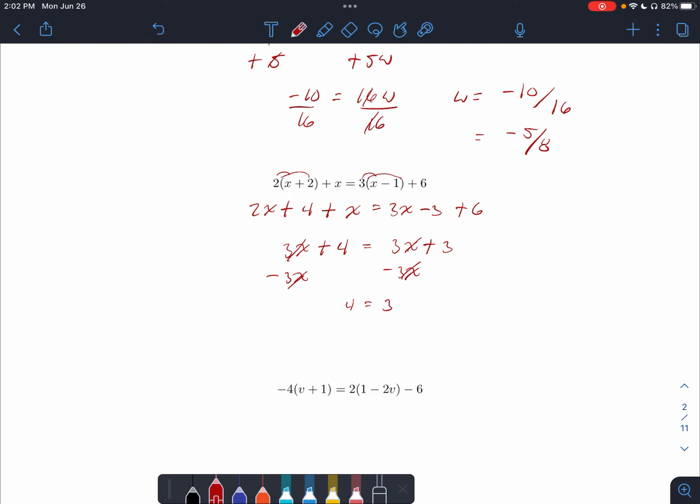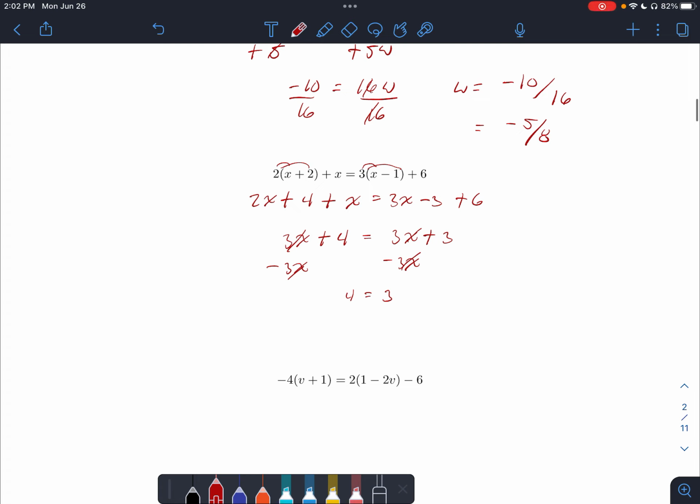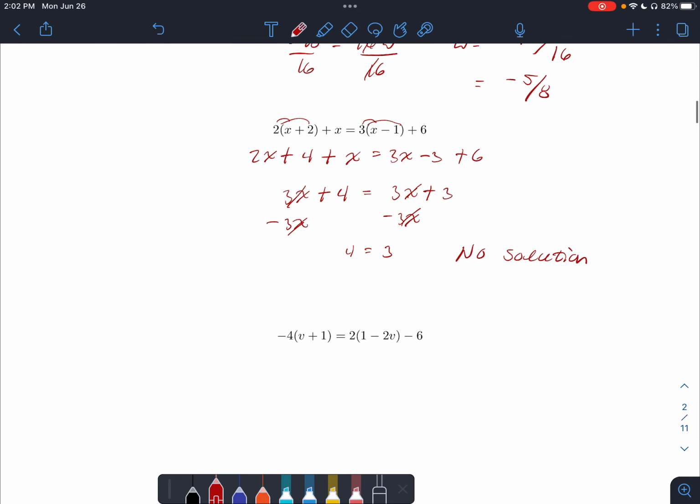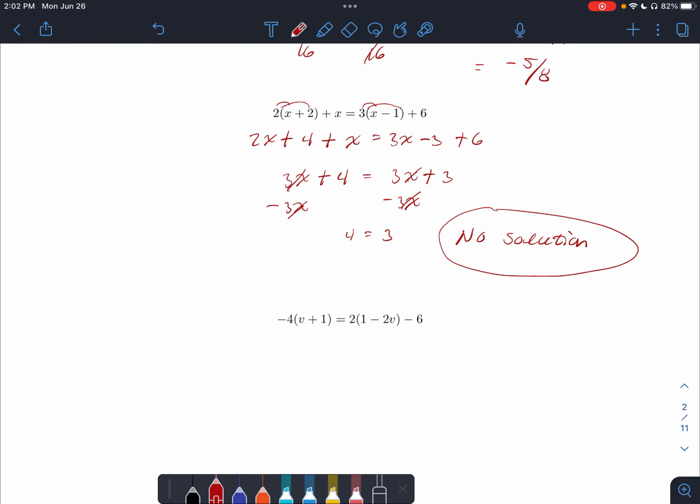So we're left with an equality that doesn't make any sense. And anytime you're left with an equality that doesn't make any sense, that means there is no solution to this equation. No solution.